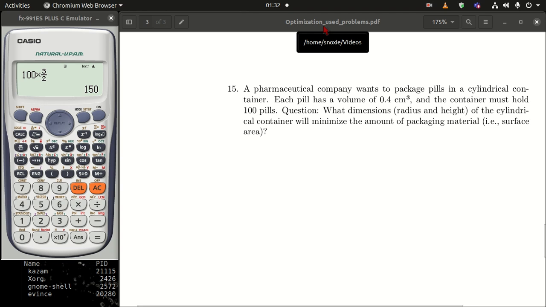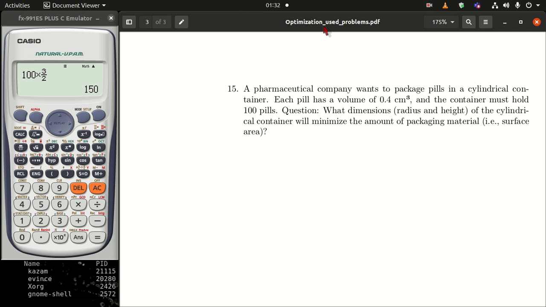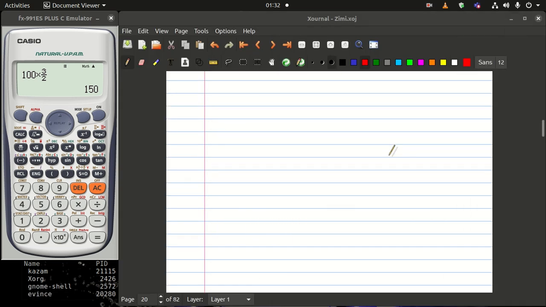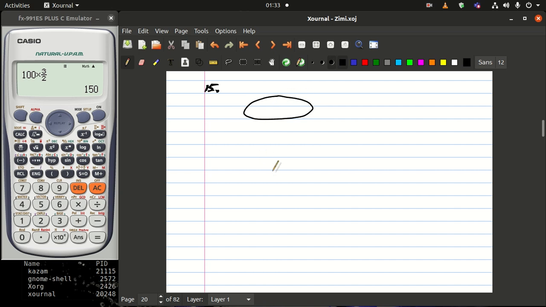Before you give up and say this one is hard, or think that this guy is lying because he has a PhD, this is not easy, but I want you to realize something here. They want to package pills in a cylindrical container. A cylindrical container looks something like this, and you will notice that this is actually not hard. It's just that I am not good at drawings.